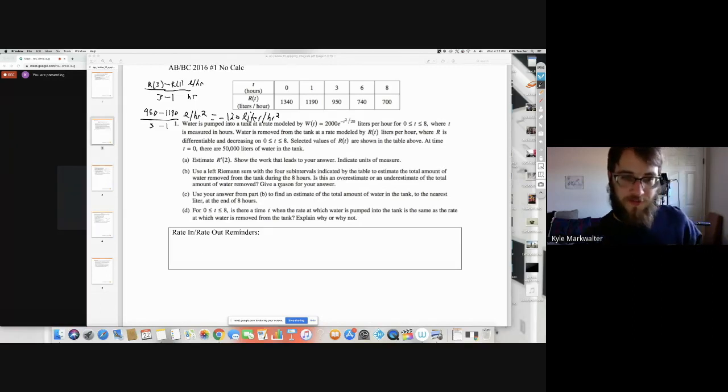B says use a left Riemann sum with 4 subintervals indicated by the table. Hey, look, here's 4 subintervals: 0 to 1, that's a delta t of 1. 1 to 3, that's a delta t of 2. 3 to 6, that's a delta t of 3. 6 to 8, that's a delta t of 2.